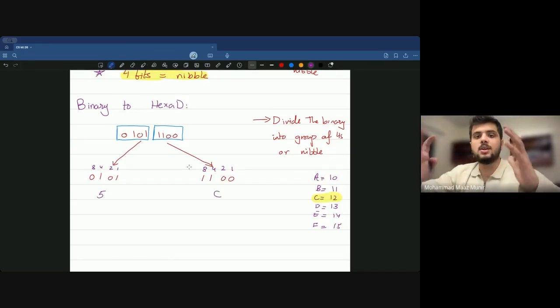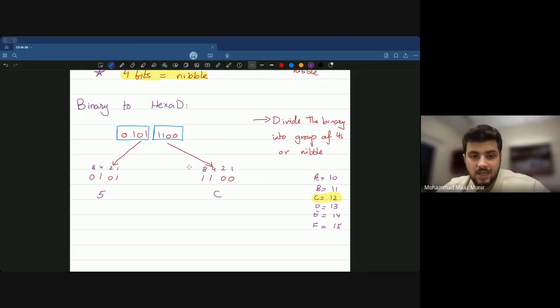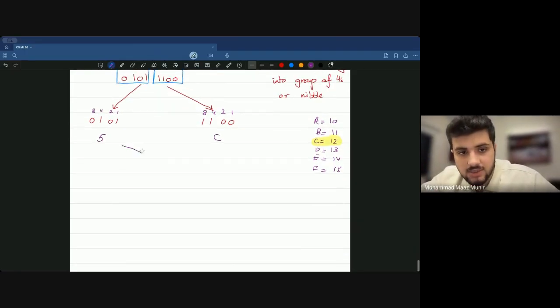And now I'm just going to be combining them together. So we applied the glue, and the both are just going to be listed down together again. So this 5 and this C is basically going to be written as 5C. And this is my answer.